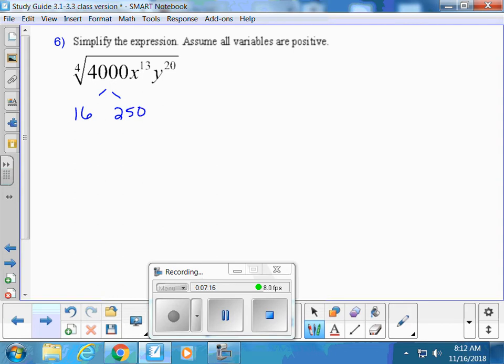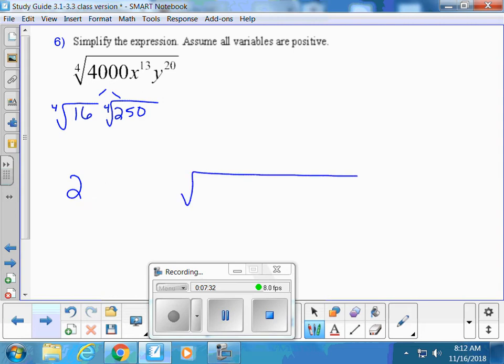Are we on number 5? Yeah? Okay. Oh, so it's 4th roots. I did it as a perfect 3rd. Oh, it's a perfect 4th. So the 4th root of 16 is 2, because it's 2 times 2 times 2 times 2. So that 2 will come out front.